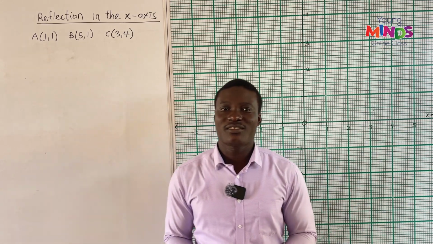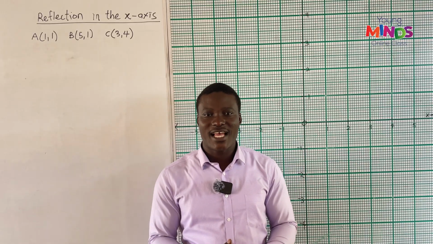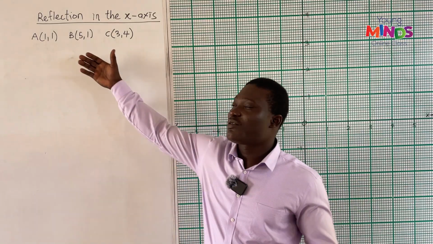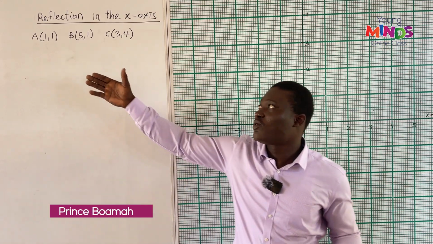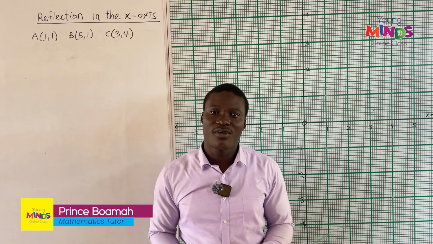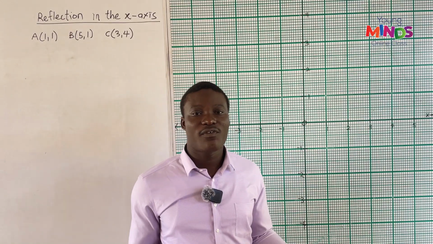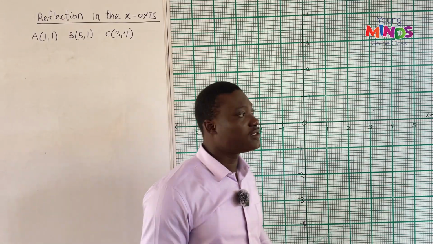In today's lesson, we shall discuss how to reflect an image in the x-axis. We have these 3 points: A (1, 1), point B (5, 1), and point C (3, 4). We have learned how to plot these points in our previous video. And so I'll go straight forward and plot the points.